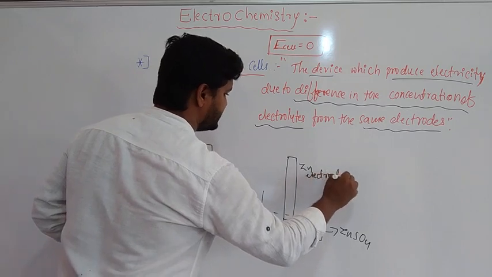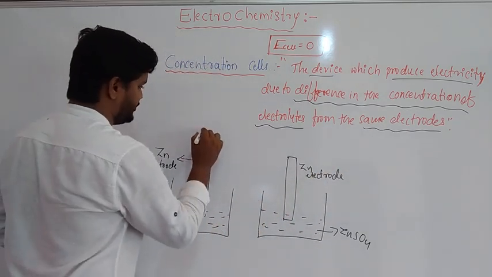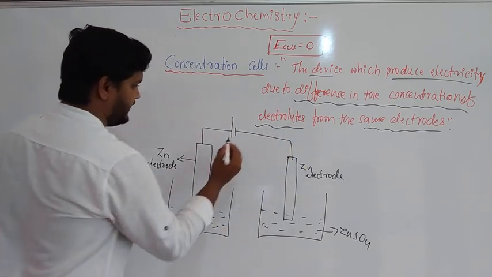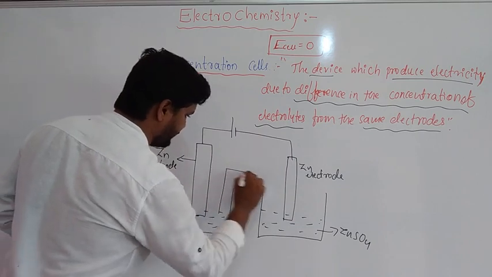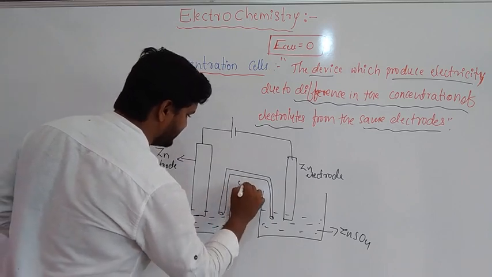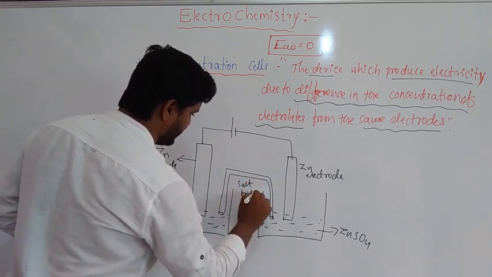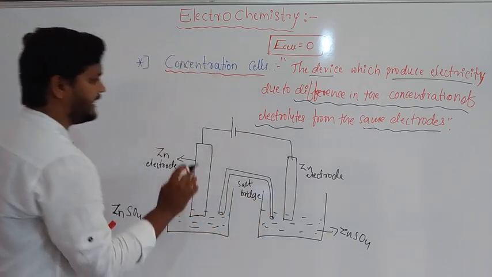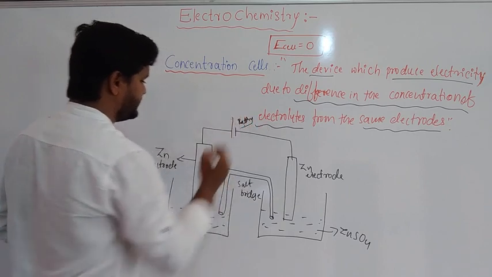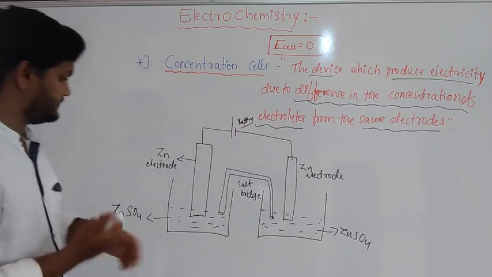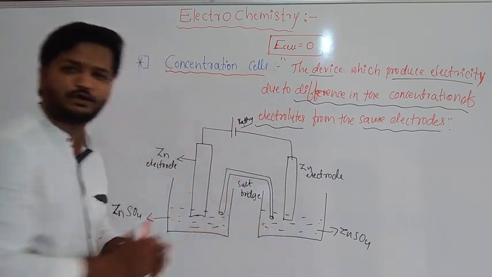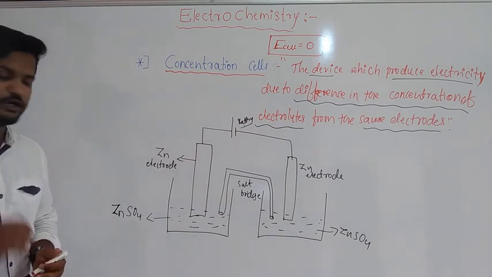And I am going to apply a battery. Next, the inner circuit is completed with the help of a salt bridge. Students, here the inner circuit is completed by the salt bridge and the outer circuit is completed by a battery. So this is the main concept. Just imagine, students, here the same electrode is dipped in the same electrolytic solutions.